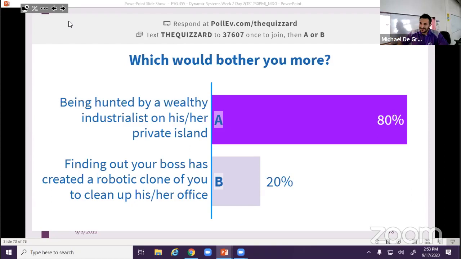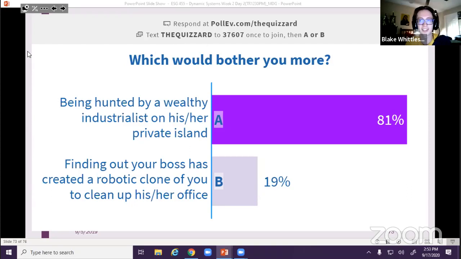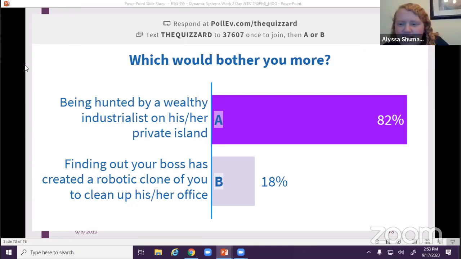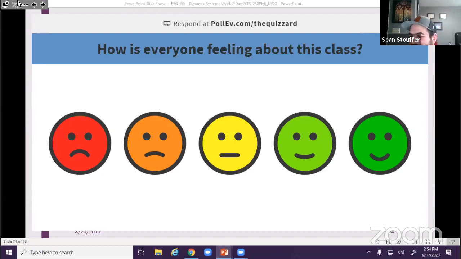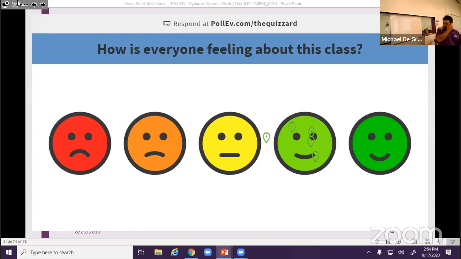Yeah, they still have to. If they make a clone of you to clean up their office, they have to look at you more. See, it's not actually an effect on you if there's a robot clone of you, but being hunted on an island, that's a direct threat. That's all I'm saying. And if your robot clone is cleaning his office, he appreciates that, and he represents that with your face, so he appreciates you more. Sure, perhaps. You guys have started to change my mind a little bit. All right, so how are you guys feeling about this? Be honest, please.